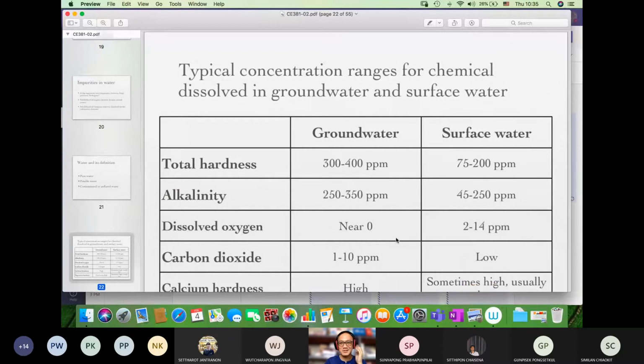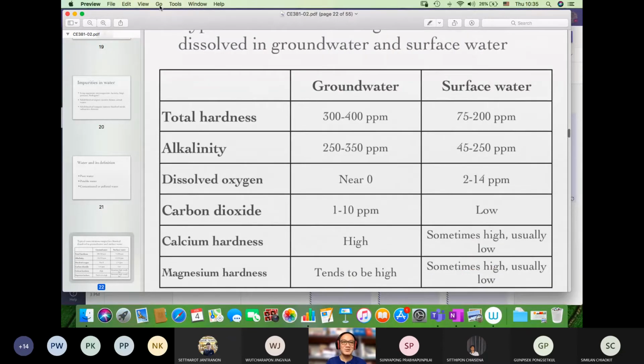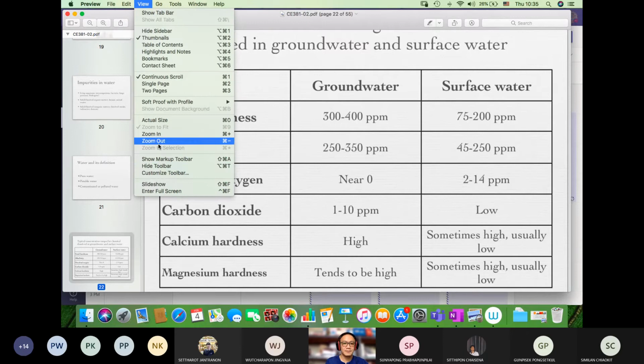Okay, just continue what we had talked about: the comparison of groundwater and surface water. You see these two are somehow different. If you use groundwater as the source of water to produce drinking water, you have to pay attention to hardness removal, and you may have to somehow increase the dissolved oxygen.